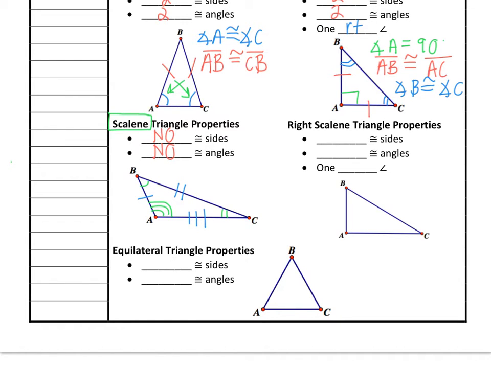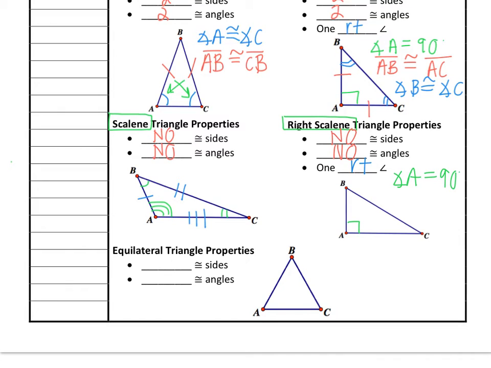Again, a special case of that would be a right scalene triangle. So starting with our scalene properties, it's still going to have no congruent sides. It's going to have no congruent angles, but it is going to have one right angle. So looking at my picture again, I'm going to let A be my right angle. So I can say angle A equals 90.